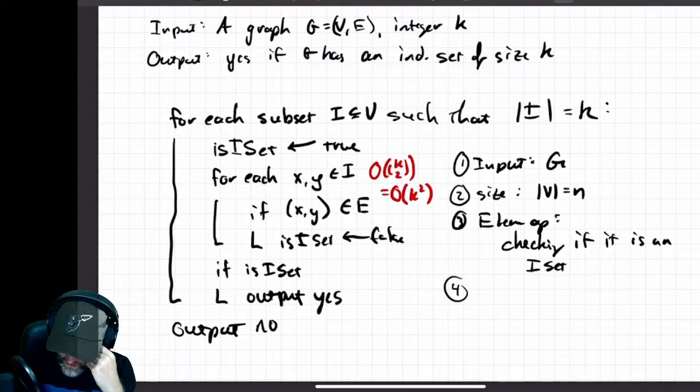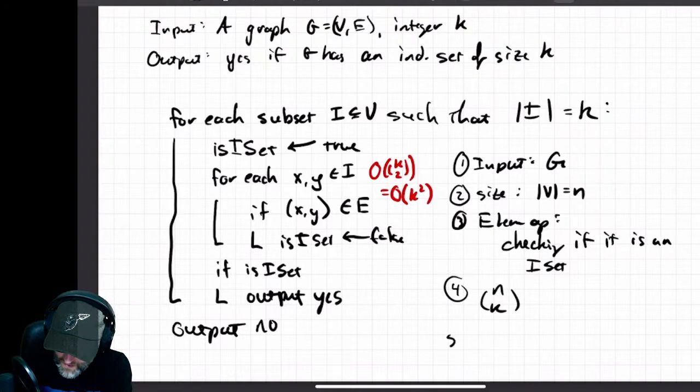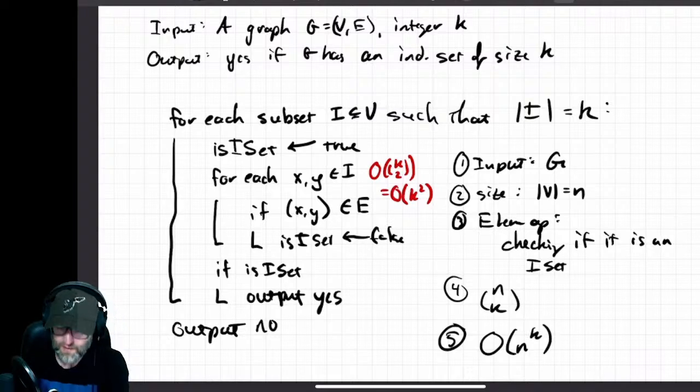So 4, how many operations, how many times is that executed with respect to the input size? Well, how many subsets are there of size k? n choose k. And 5, provide an asymptotic characterization of that. Well, it's going to be order n to the k. So again, if k is a constant, then you are in polynomial land, right? And it's efficient. That is not true in general.